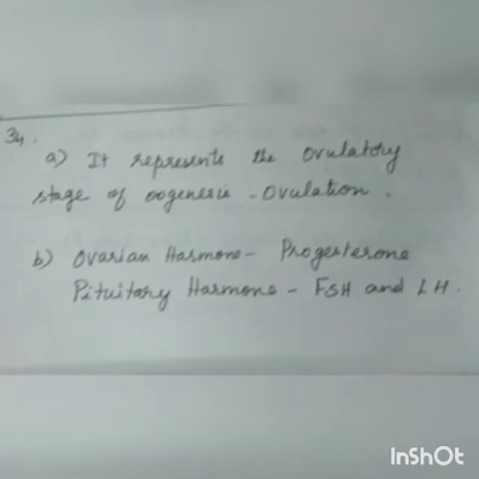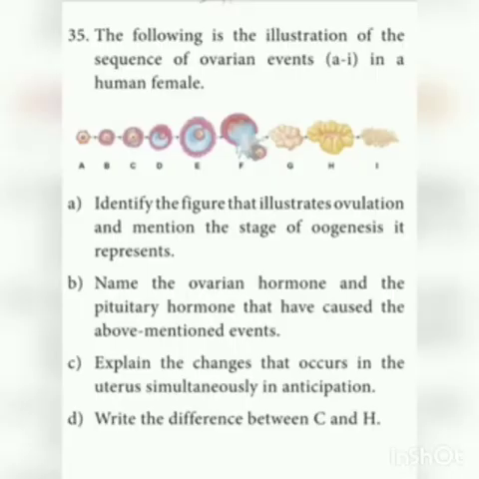Second one, name the ovarian hormone and the pituitary hormone that have caused the above mentioned events. The ovarian hormone is progesterone and the pituitary hormones are FSH and LH, that is follicle stimulating hormone and the luteinizing hormone. Next one, explain the changes that occur in the uterus simultaneously in anticipation.